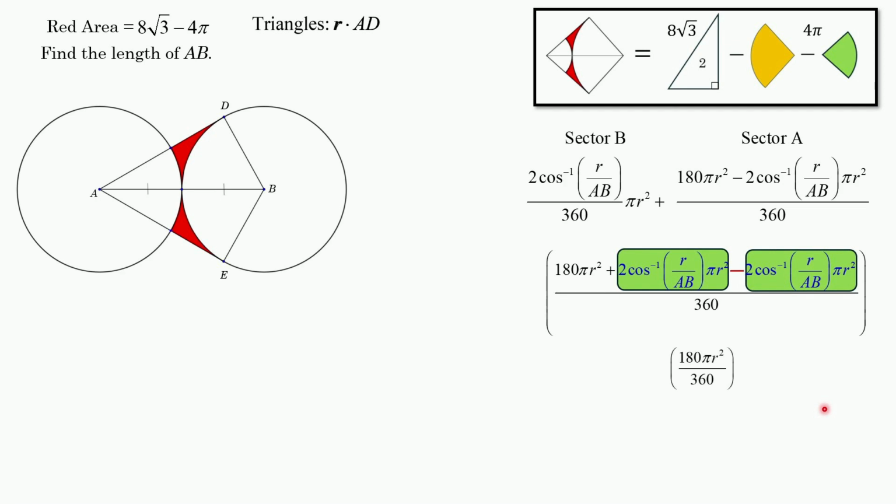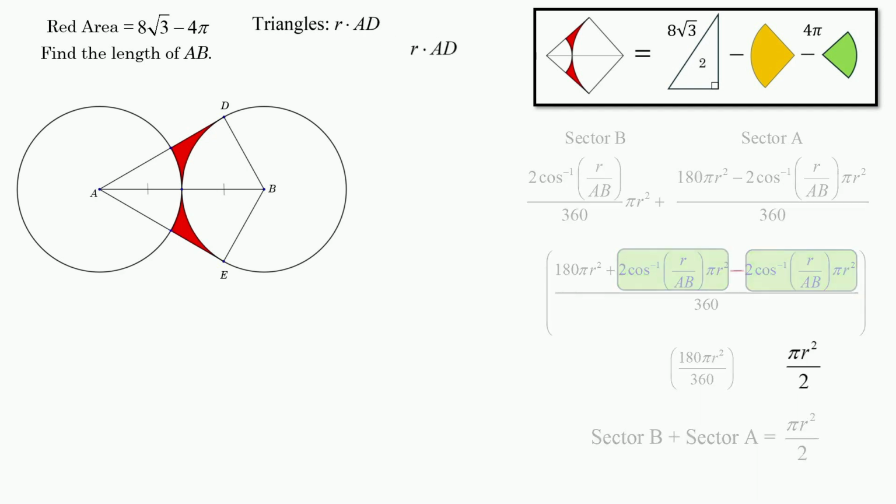They make 0, so we're left with 180 pi r squared over 360. And of course, 180 is half of 360. So sector B plus sector A is pi r squared over 2. That is just so cool. I don't know about you, when I'm doing these problems and I get something that just works out like that, I get pretty happy.